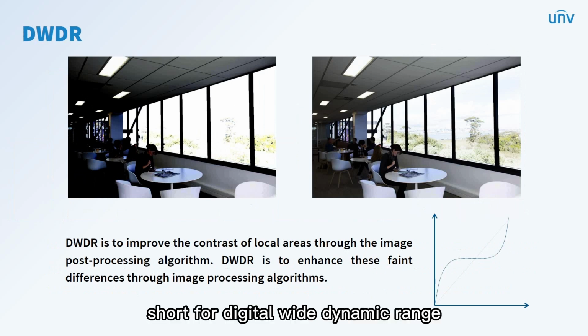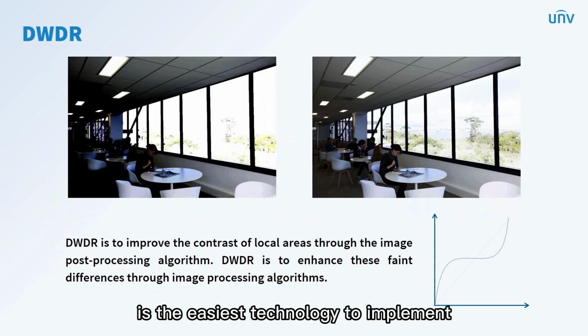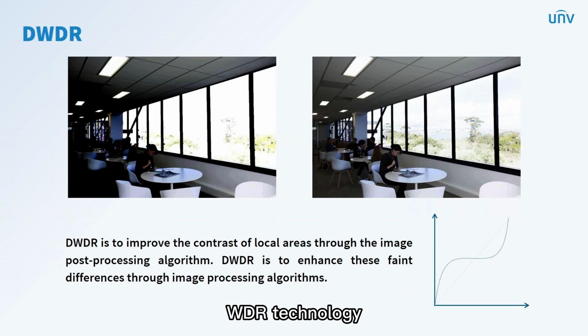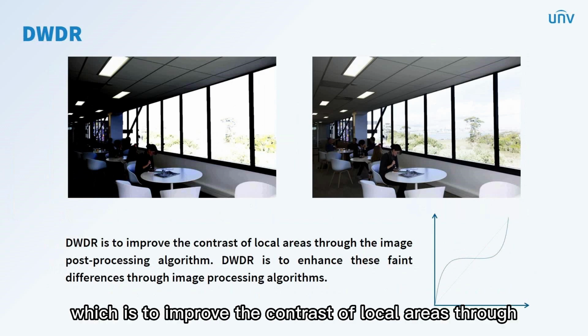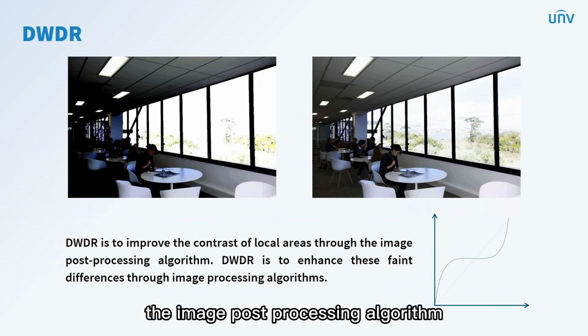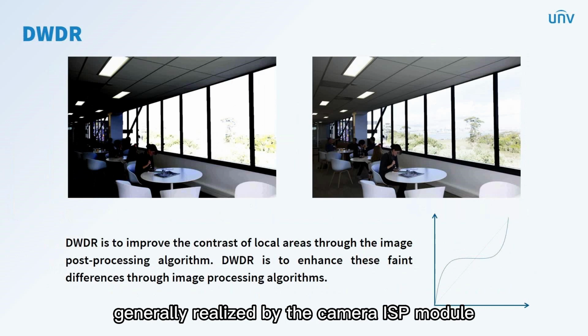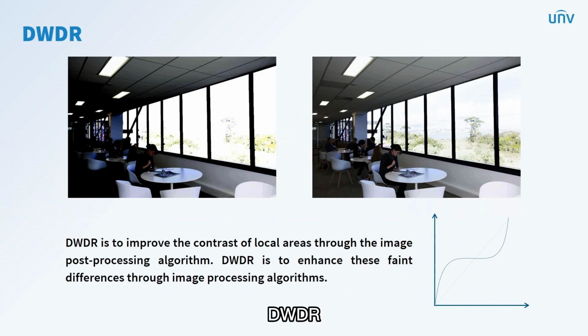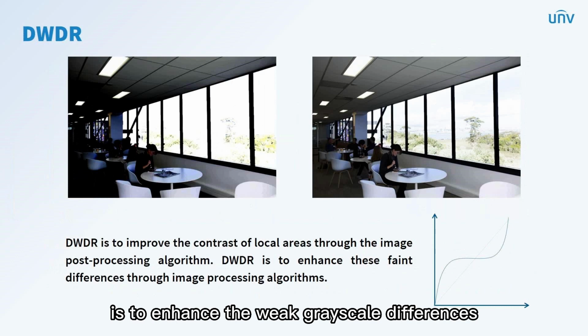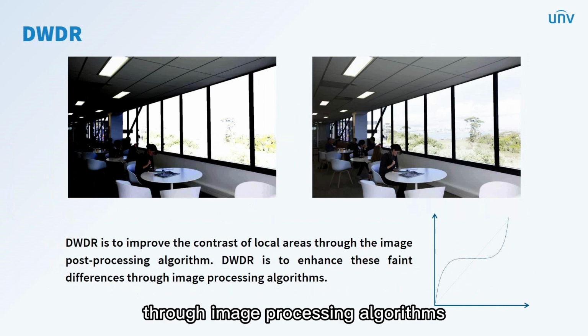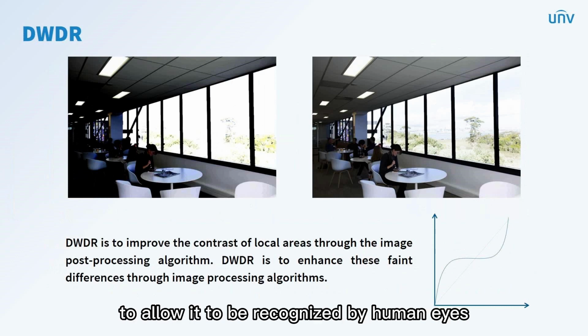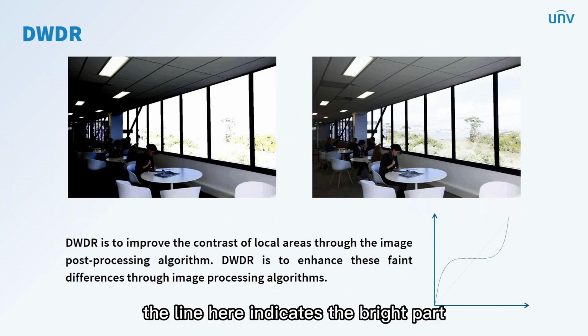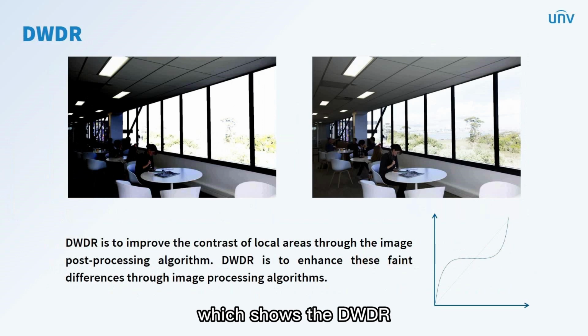DWDR, short for Digital Wide Dynamic Range, is the easiest technology to implement WDR, which is to improve the contrast of local areas through the image post-processing algorithm, generally realized by the camera ISP module. DWDR is to enhance the weak grayscale differences through image processing algorithms to allow it to be recognized by human eyes. The line here indicates the bright part and dark part of an image, which shows that DWDR basically dims the brightness and brightens the darkness.